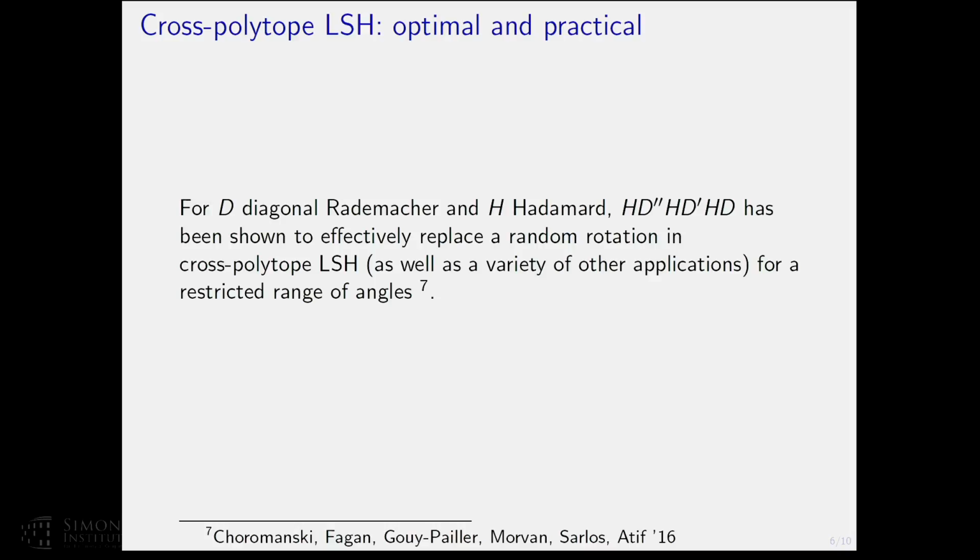And this was not really understood until this paper in 2016. Here they proved it actually works, but for a sort of restricted range of angles. If you're curious about that, I can tell you afterwards how they did that. And of course, this is faster. This is time d log d.